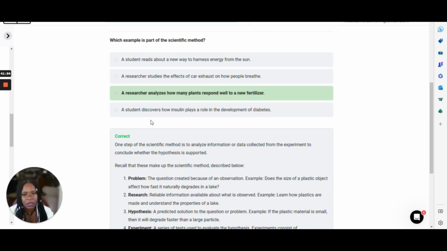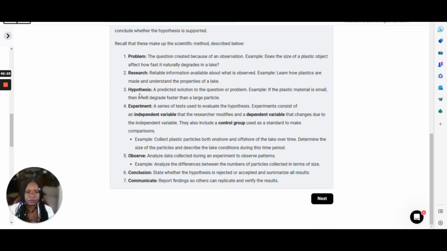So with this one right here, this one more closely aligns with the actual scientific method because it gives you a few clues in your answer. One being they're analyzing how many plants, and it's analyzing their response to a new fertilizer. So the rest of these answers, I guess I should say, not questions, are not quite addressing all of that in their answers. So this one's the more comprehensive, so we're going to go with that one. And we're going to move on to the next question.